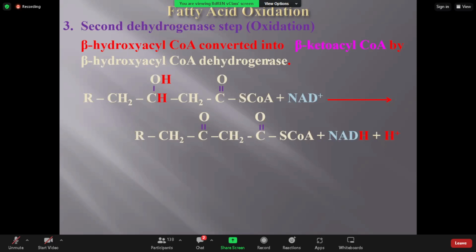This reaction is also an oxidation reaction because NADH plus hydrogen will enter into the electron transport chain to convert into NAD again, and these 2 hydrogens will link with oxygen to produce water. For this reason, this is an oxidation step. Here the product that is produced is beta-ketoacyl coenzyme A.